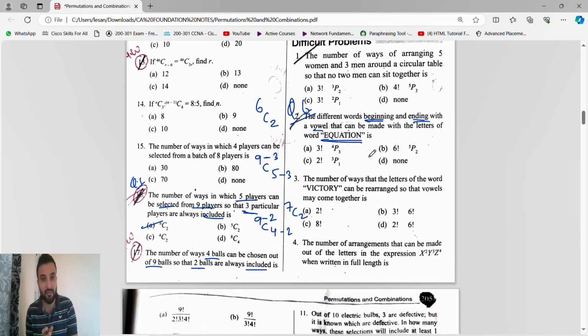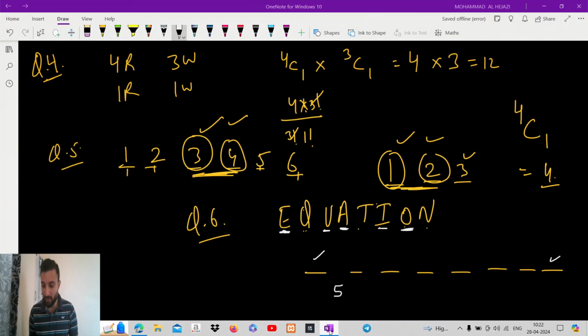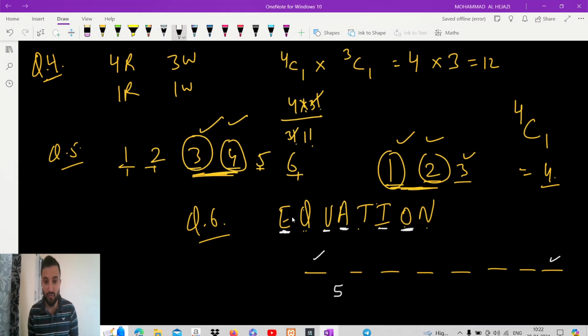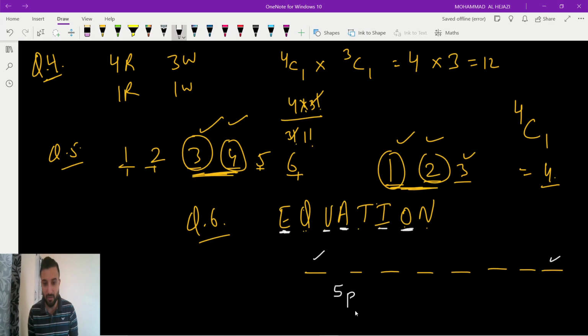Since we don't have any word like select, selected, choose, chosen, it is a permutation question, because these letters of the word EQUATION are being arranged. So from 5 vowels we will arrange 2 vowels at the beginning and at the ending. Suppose we arrange any 2 vowels at the beginning and the ending. So that is done, and we have to see the remaining part.